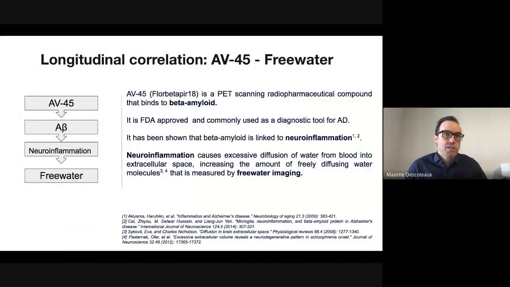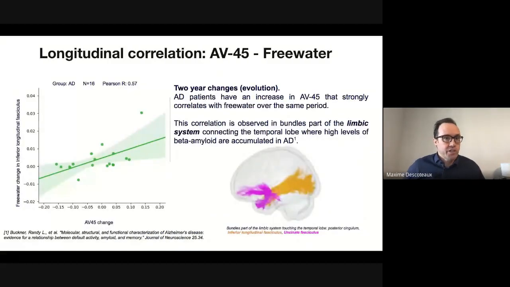the ANI database. And the first one is AV45, which binds to beta amyloids, which is thought to be linked to neuroinflammation. So the hypothesis here is that if you have more AV45, you should have more free water index for these patients, or more changes in these free water. And this is exactly what we see in the data.